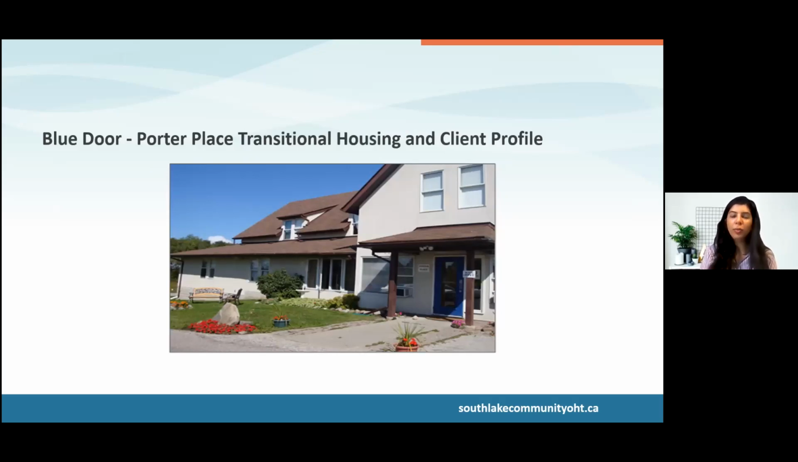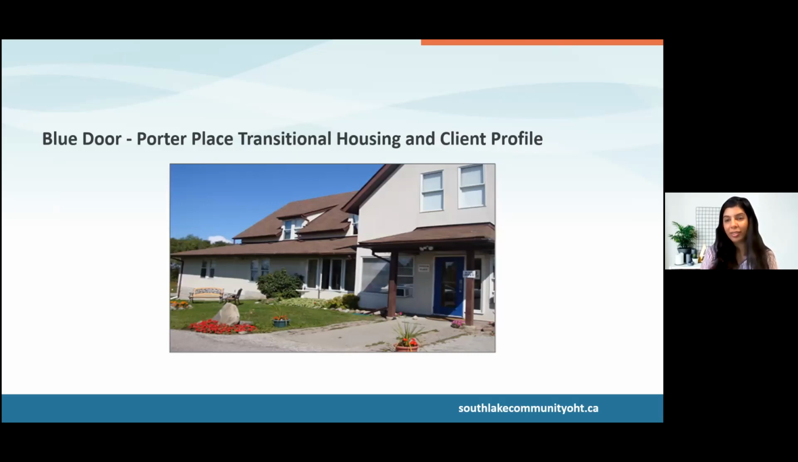So, Blue Door Porter Place. Blue Door is the largest emergency housing provider in York Region. Porter Place specifically is a men's shelter, and it has 30 beds. Most of the clients are experiencing homelessness. They're typically 27 years and older. But more recently, the organizational leaders at Blue Door have mentioned that they are noticing that the clients are actually much older, 50 years and plus.